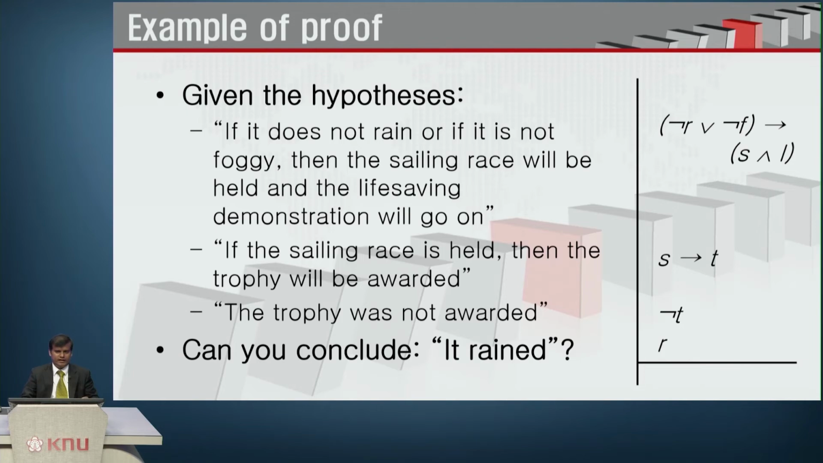So you can express it in terms of symbols: negation of R, that is, it does not rain, or negation of F, it is not foggy, implies that the sailing race S will be held and the life-saving, that is L, will go on. And S implies T: the sailing race is held, then the trophy will be awarded. Negation of T: trophy is not awarded. Therefore can you conclude it has been raining?